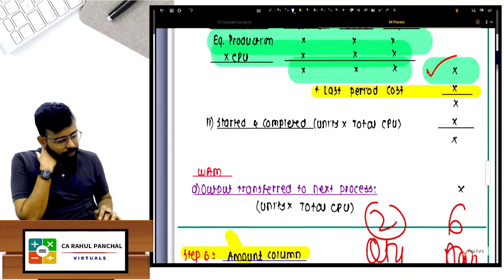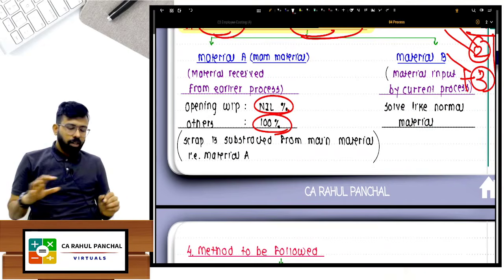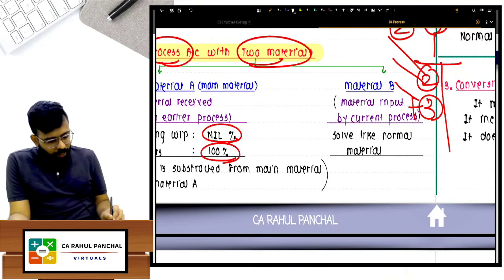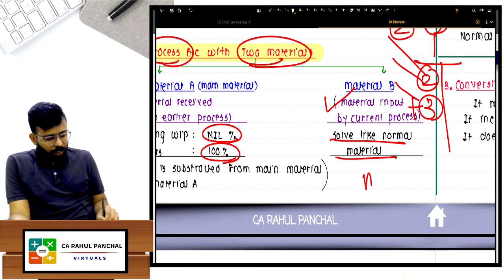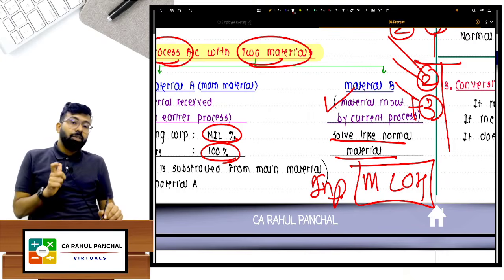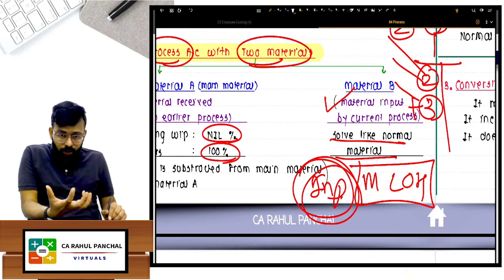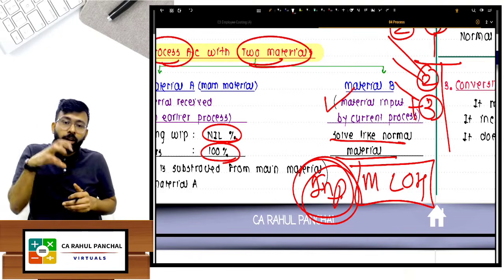For opening write down nil and rest is 100%. It is written, opening nil and rest is 100%. Logic is explained again. And material B you solve like normal: material, labor and overhead, as you solve the other part. Only for input remember these percentages. And if there is a scrap value, it should be subtracted from input material. It is like your main material cloth, and in process 3 you are doing embroidery on that.